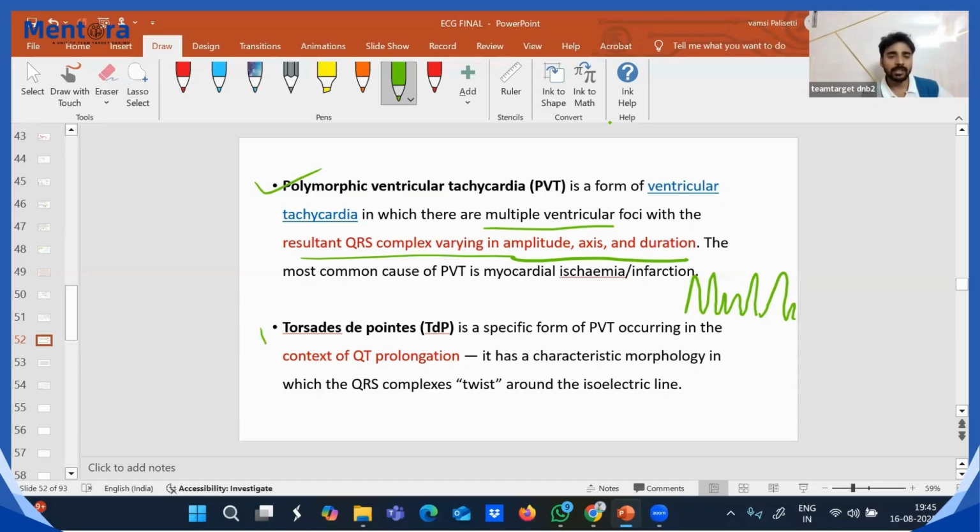And what is torsades de pointes? The same as polymorphic VT, but if the patient has long QT, that is called torsades de pointes. If polymorphic VT is occurring in individuals with QT prolongation, that is called torsades de pointes. Let us go for the examples.